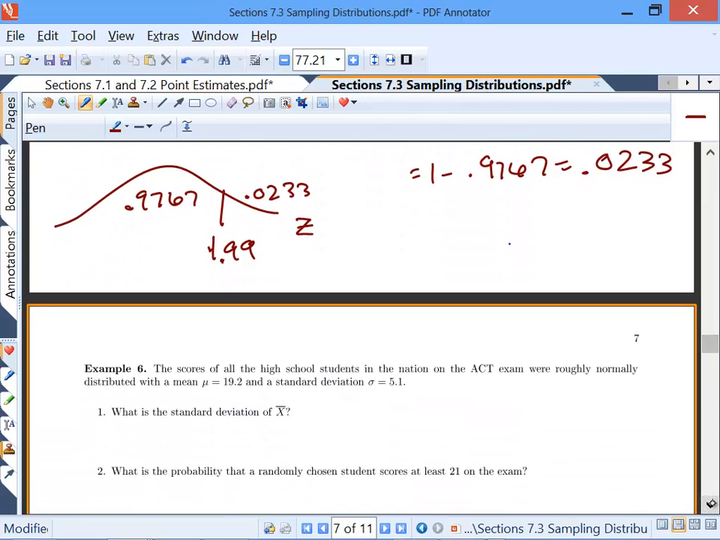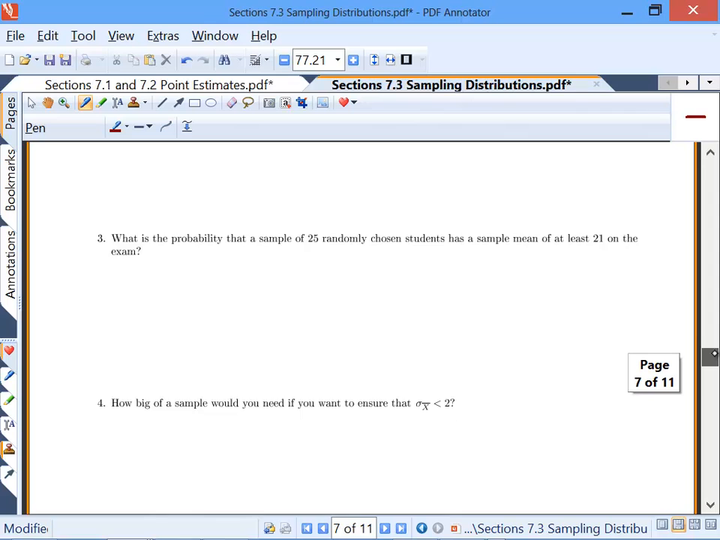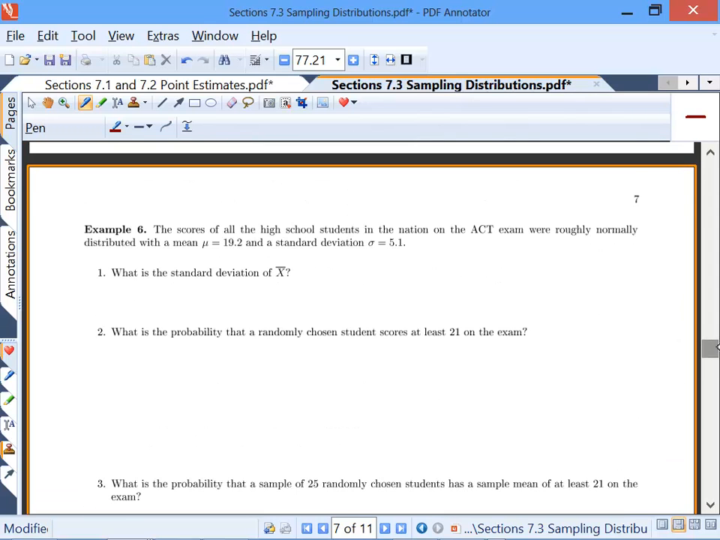The next problem, example 6. The scores of all the high school students in the nation on the ACT exam were roughly normally distributed with a mean of mu equals 19.2 and a standard deviation of sigma equals 5.1. And I forgot to tell you how big my sample size is. So we have a sample of 25 students. Let's say that it is a random sample of 25 students.